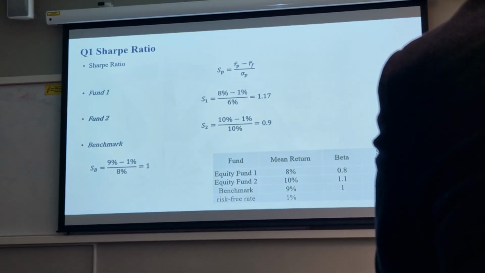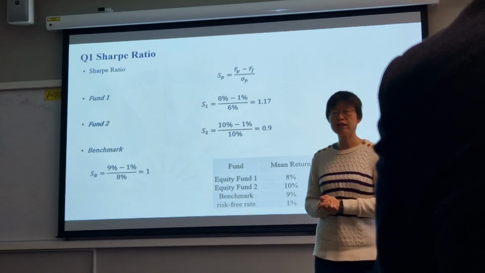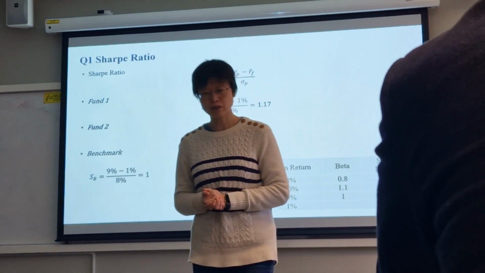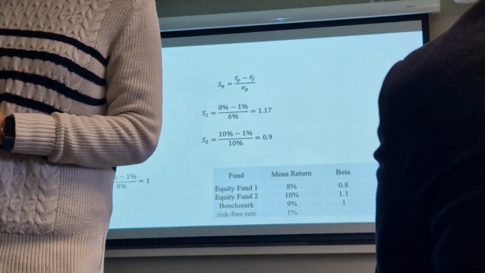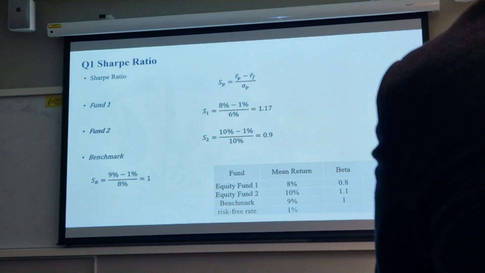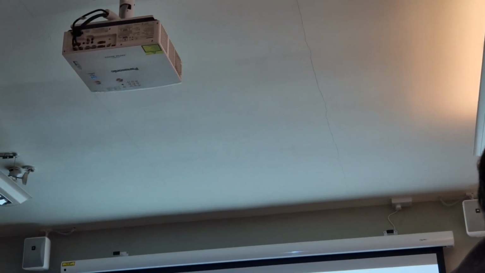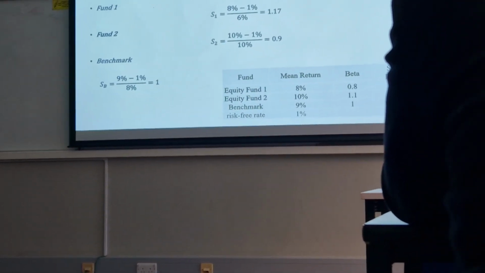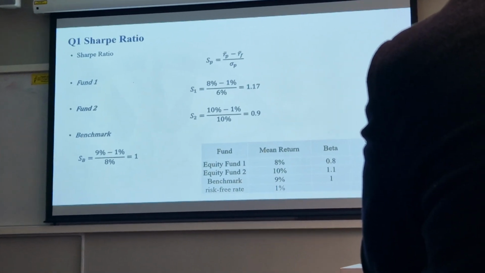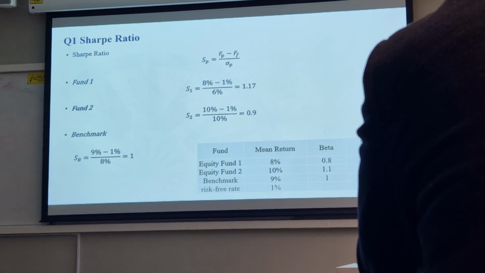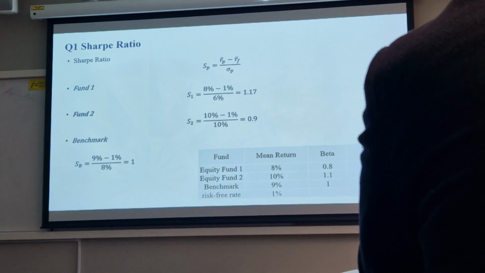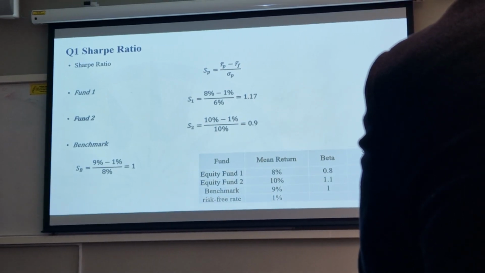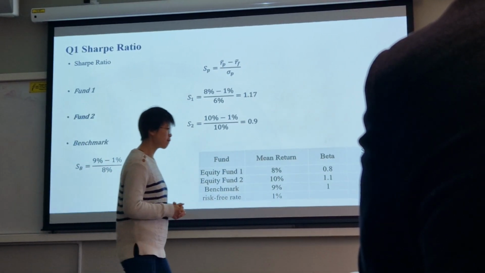So given the Sharpe ratio of these two funds and the benchmark, which one performs best? Which one performs the worst? Fund 1 performs the best, and fund 2 performs the worst. Yes, very good. So we can just compare the values of the Sharpe ratios. The higher the better, right? So ETF 1 performs best because it has the highest value. Then the benchmark, which is 1, and then fund 2 performs the worst.